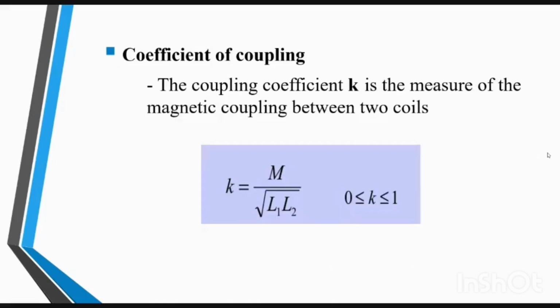Coefficient of coupling. The coupling coefficient K is the measure of the magnetic coupling between the two coils, that is K equal to M divided by root of L1 L2, and K varies between 0 and 1, where M is the mutual inductance, and L1 and L2 are the self-inductances of the two coils.